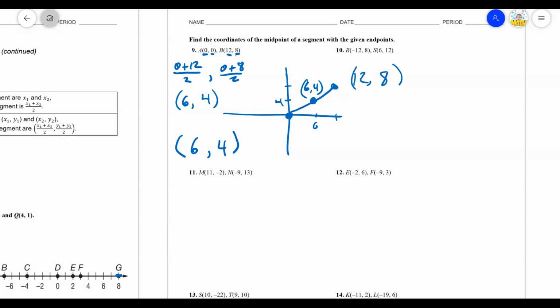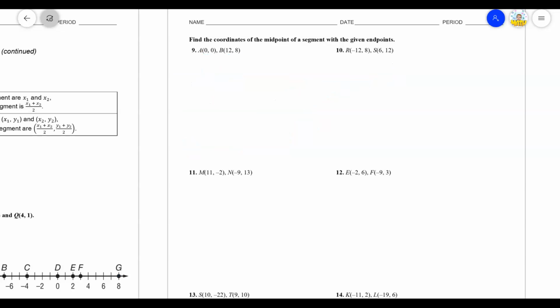Okay, so I won't draw a picture for all of them, but that's all we're doing. We're doing the same thing twice. So my midpoint for number 10. Let's take our x coordinates: -12 plus 6, and we will divide that by 2. Then we have 8 plus 12 for our y's. It's just a matter of keeping yourself organized and adding the right numbers together.